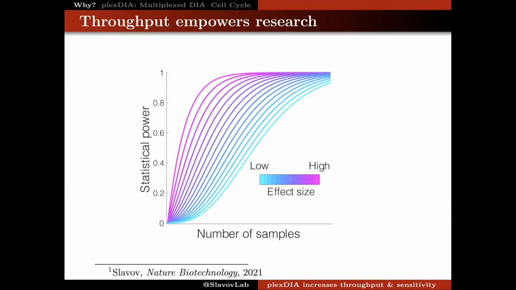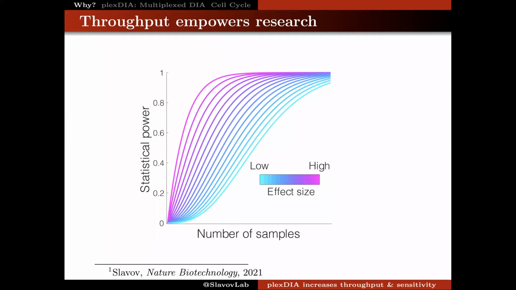We need it because in many cases, to gain adequate statistical power, for example, to identify association between a genetic polymorphism and protein abundance, we need to analyze a large number of samples and the statistical power scales with the number of samples. Similarly, we need high throughput in doing single cell proteomics analysis, where normally we are interested in analyzing a very large number of cells.